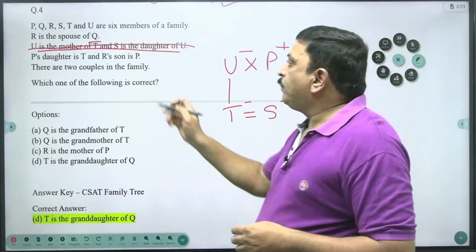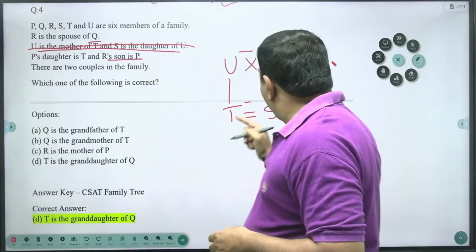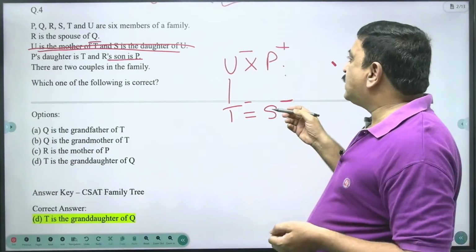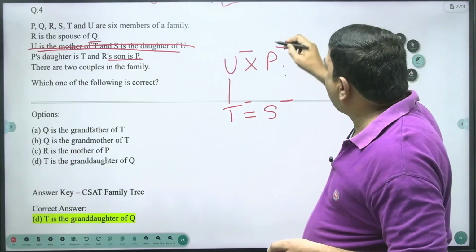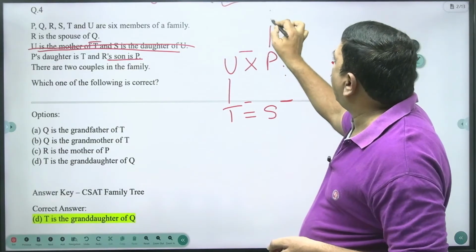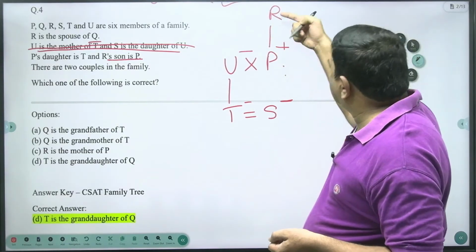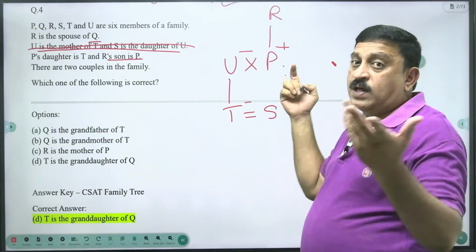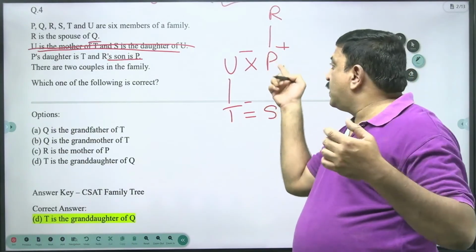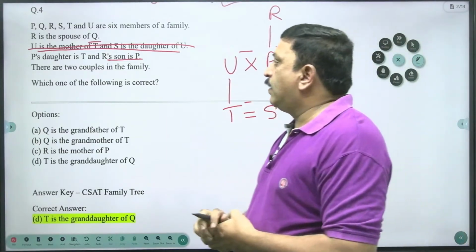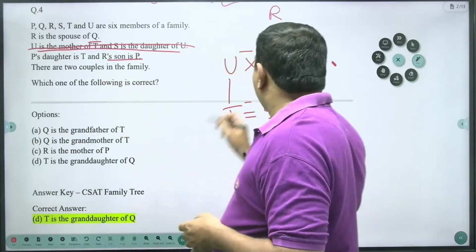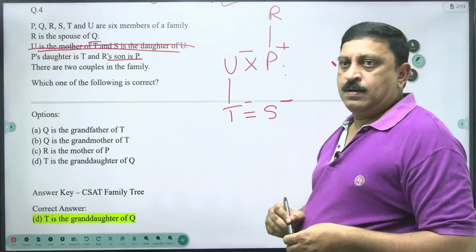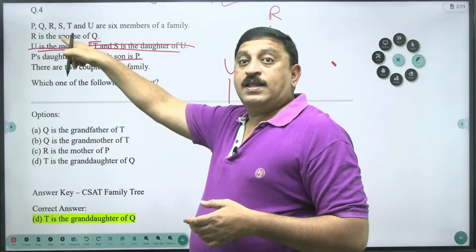And now come to R's son is P. R's son is P. Who is R's son? That is P. He is the son of R. So no doubt P's father or mother we don't know, but he is no doubt her son. Okay. There are 2 couples in the family. Already one couple is done. So they are saying that another piece of information is missed.